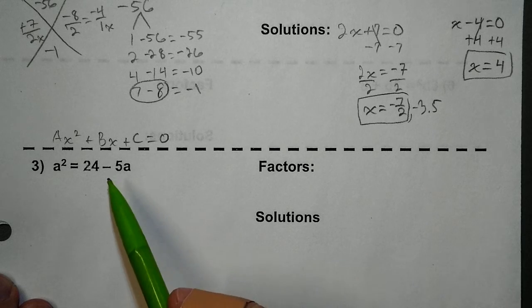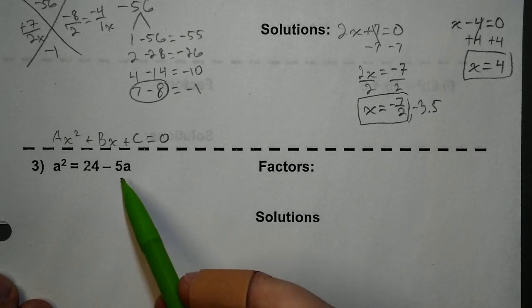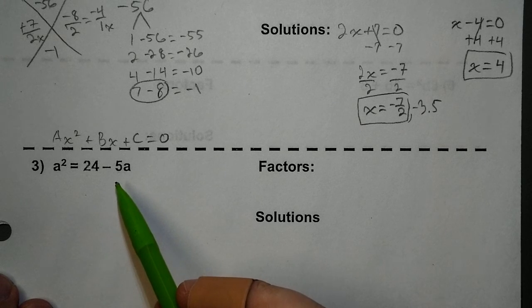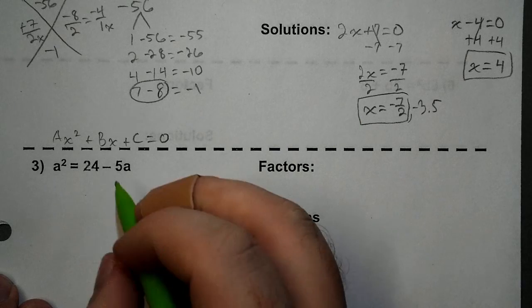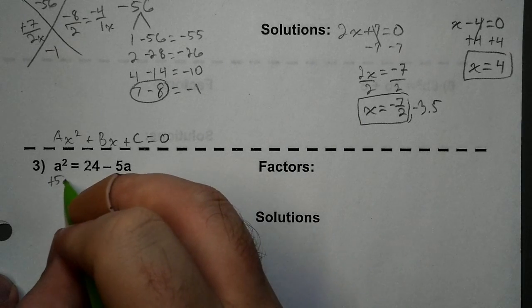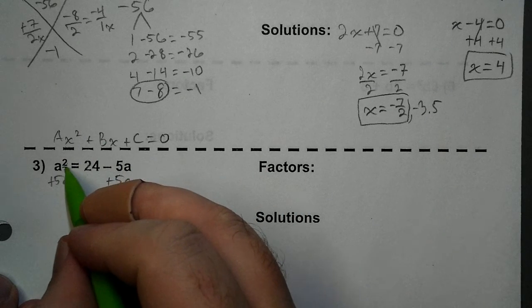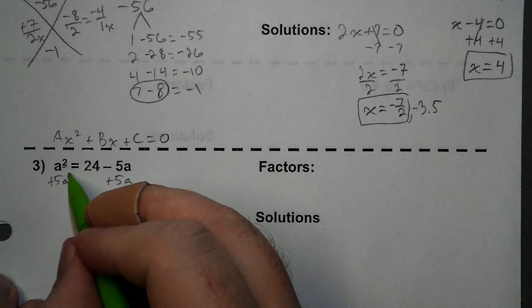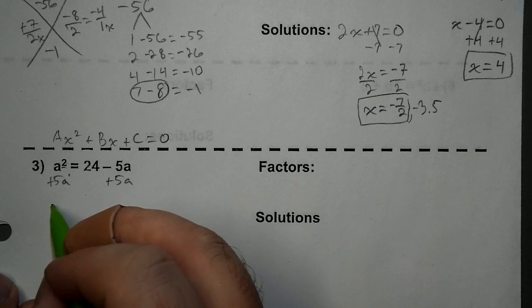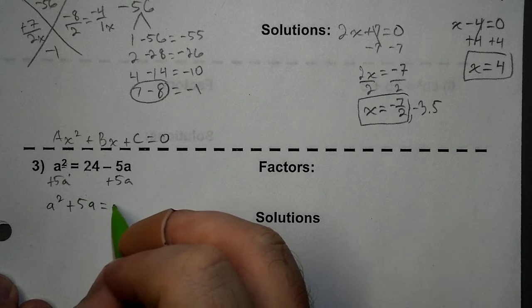So I need to move everything over here with the a squared. First, let's move the minus 5a. How do we move the minus 5a? Good, it's just like what we did over here. We're going to go plus 5a. Now, that's a squared. This is just a. Since this has a 2 with an a and this just has a 1, you cannot combine them. You just got to write it sideways. So a squared plus 5a equals 24.